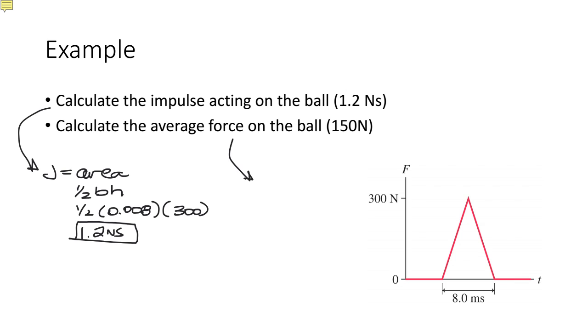If we wanted to find the average force on the ball, we would take the two forces, add them together, and divide by 2 to get the average, which would be an average of 150 newtons.